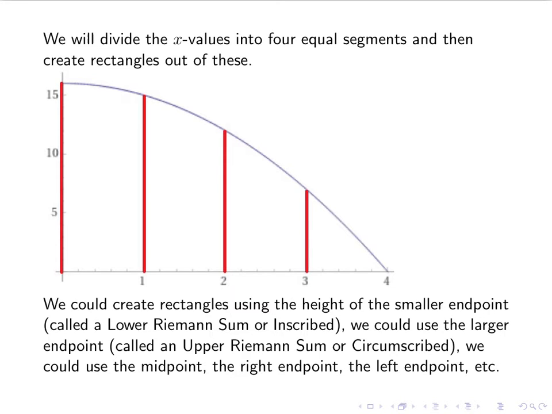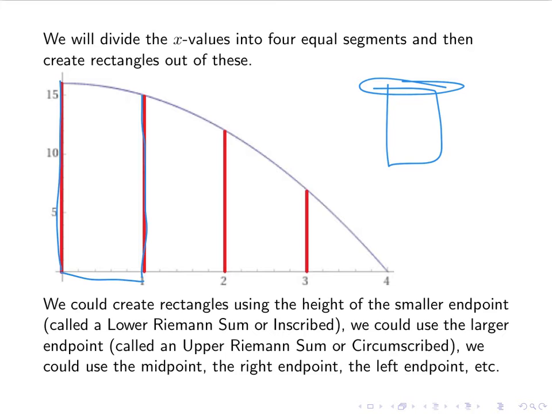As I said, there are several different ways we could do it. We could do the height of the smaller endpoint. So if I look at my first rectangle, my base is a length of 1, and then my sides are slightly different. I've got up to my function on the left and then up to my function on the right. At some point, I'm going to create this as a rectangle by cutting off the top part. Where we decide to put the top of the rectangle is going to depend on what type of Riemann sum we want.